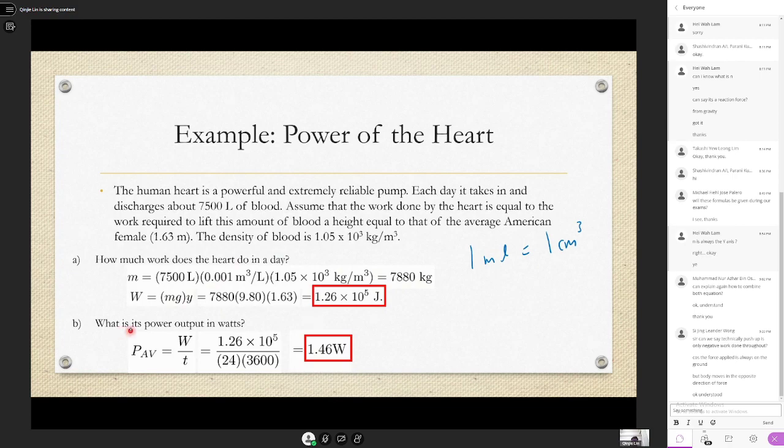Part B, what is the power output in watts? You have your energy already, correct? To find the power, you just have to divide by time. They want you to find it for a day. So the day in seconds is just 24 hours times 3,600. Basically, this is the number of seconds in a day. Okay, so you get a power output.